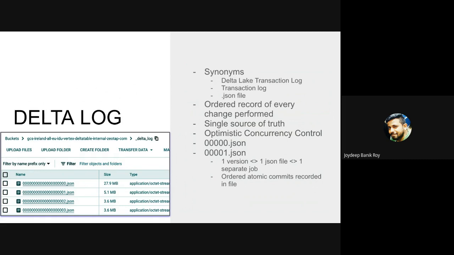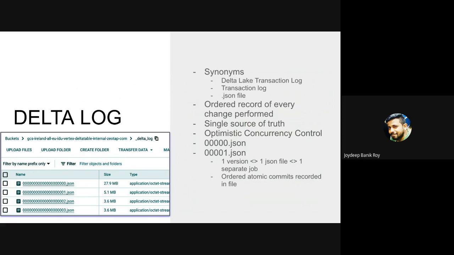First thing is each JSON file corresponds to a version, which corresponds to maybe one separate job. Each job that you're running, when I say job, it may be a Spark job which is trying to ingest your batch data into a Delta table, or a Spark streaming job which is trying to ingest your micro-batch data into the Delta table. It can be a batch job. It can be a streaming job.